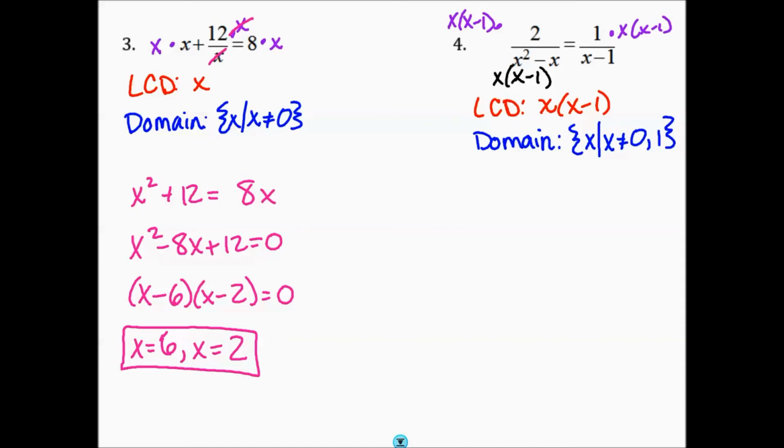So on the left side, both the x and the x minus 1 cancel out, so we're just left with 2. And on the right side, the x minus 1's cancel out, so we're left with 1 times x, which is just x. There's nothing left to solve here, so now we need to just compare this with our domain. We said x could be anything except 0 or 1, so x equals 2 works.